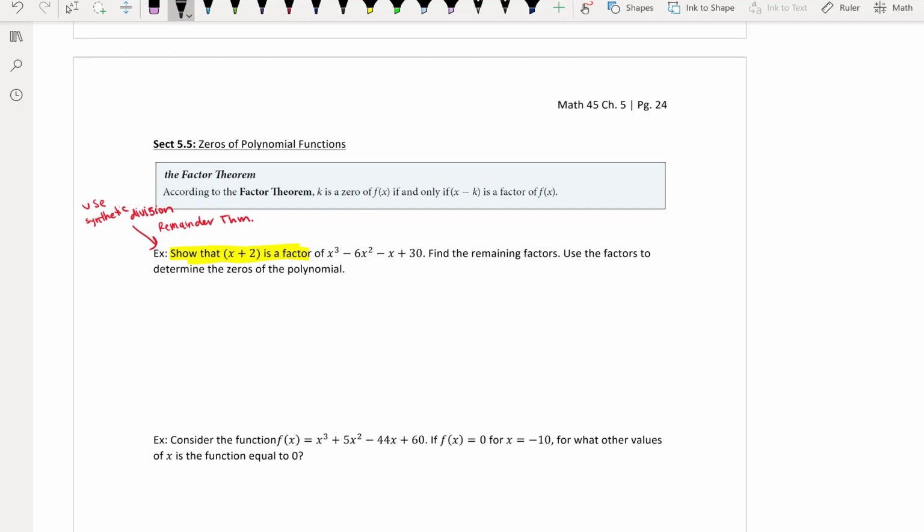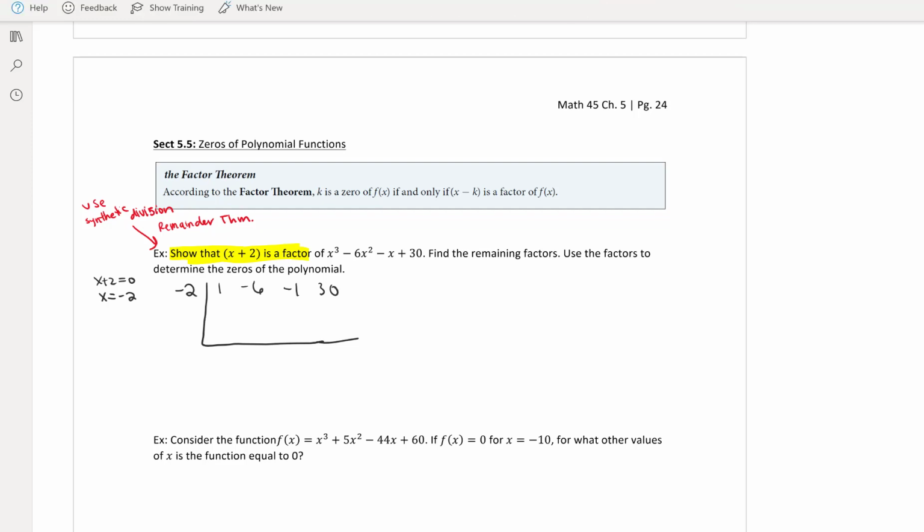Okay. So remember that if we have x plus 2 is equal to 0, we really have x is equal to a negative 2. So we're going to have negative 2 on the outside. And it's definitely in descending order. So we're going to have 1, negative 6, negative 1, and 30. So for that first term, I'm going to circle it and drop it down.